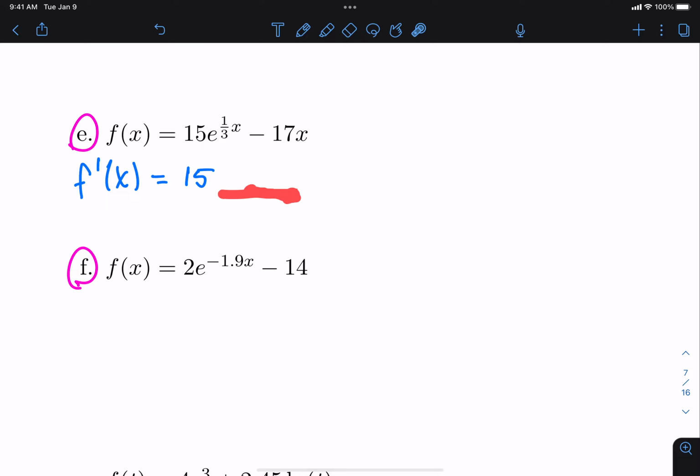E to the 1/3 x, need to do the derivative of it. 1/3 times e to the 1/3 x. Yeah, 1/3 times e to the 1/3 x. So that we just get 1/3 e to the 1/3 x.